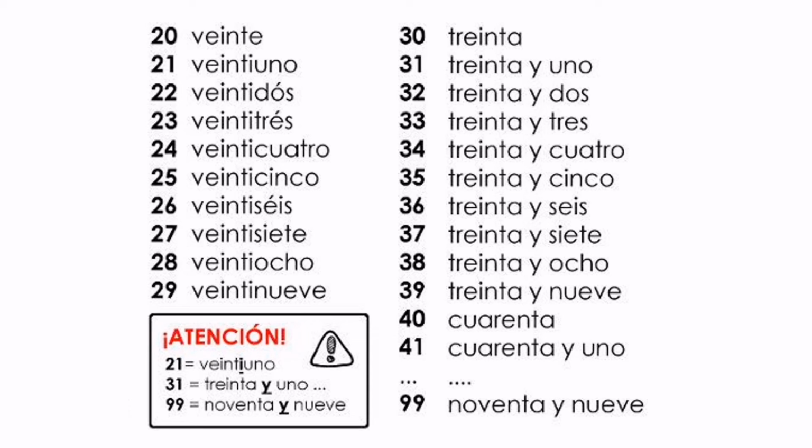So from 40 to 99, they all follow the same rules. We say cuarenta for 40, and it goes for 41, for example, cuarenta y uno, cuarenta y dos, cuarenta y tres, going on to 99. So 99 would be noventa y nueve. So it's very, very easy. They all follow the same rule from 30 to 99.